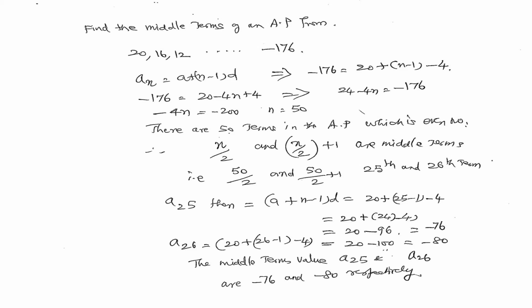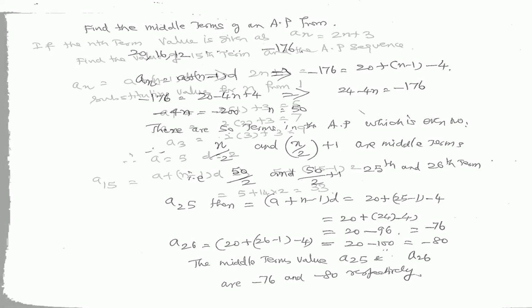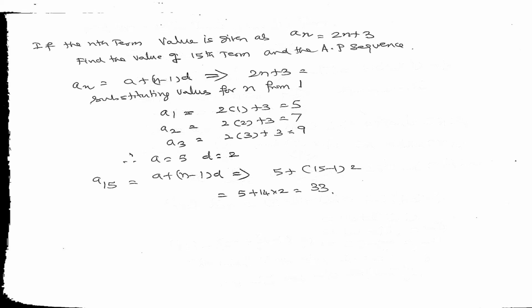A26 is A plus n minus 1 into D. That is minus 80. Therefore, the middle terms value A25 is minus 76 and A26 is minus 80 respectively. If the nth term value is given as AN is equal to 2n plus 3, find the value of 15th term in the AP sequence.